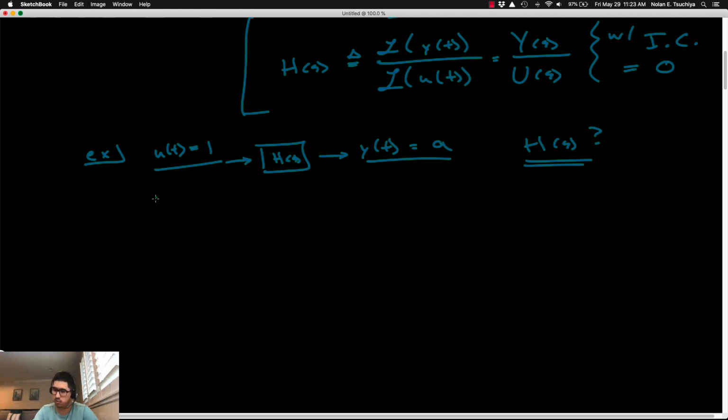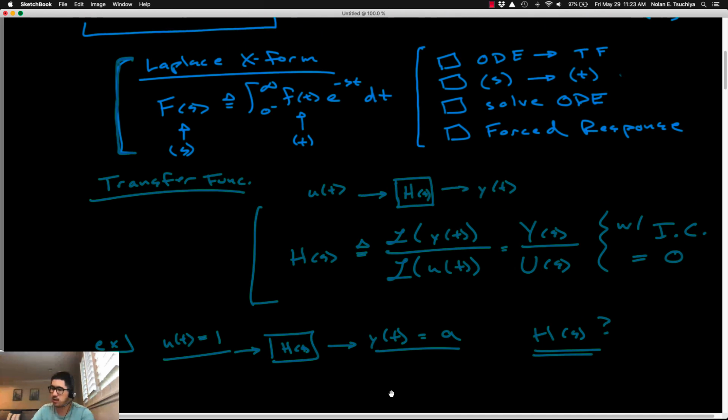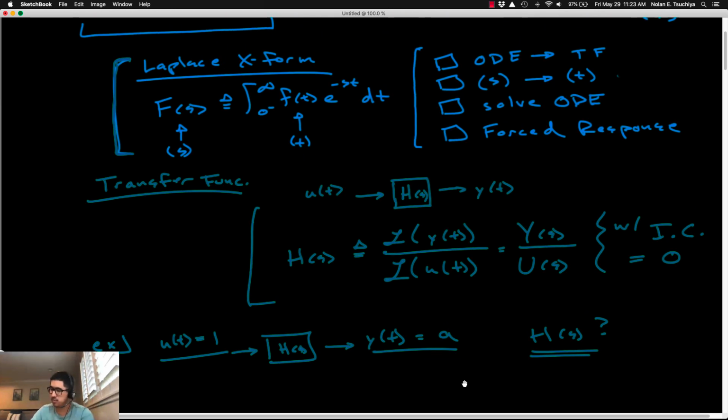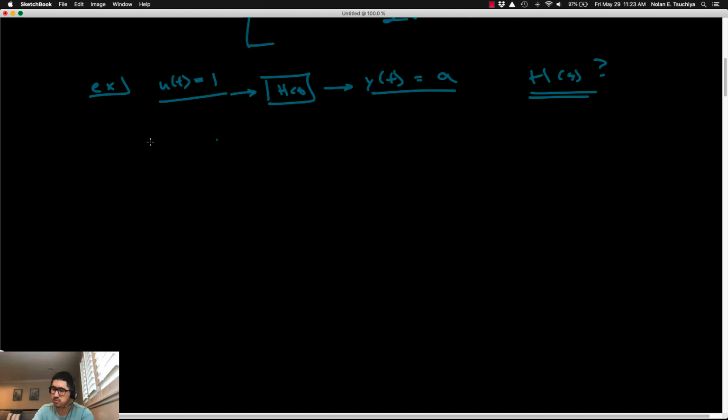Okay, so let's just start with u of t is equal to 1. How do we take the Laplace transform of a constant value? Well, if we were going to use the integral definition, it would look something like this. Big U of s is equal to the integral from 0 to infinity of 1, which is the time function, times e to the minus st dt. And we'd have to evaluate this integral.